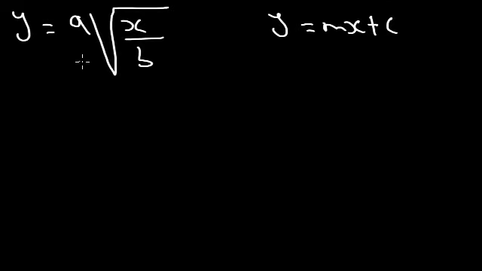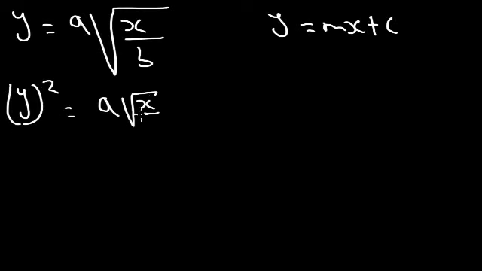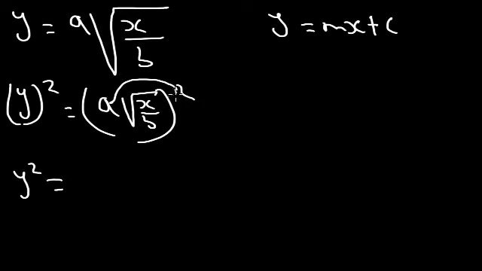So our main goal is to write it in this form. So first, let's try to square both sides. So squaring both sides, we can have it to be this. So y squared, now we just need to distribute the square. So the first square will affect a to become a squared. And the second one will open the square root and have x over b.